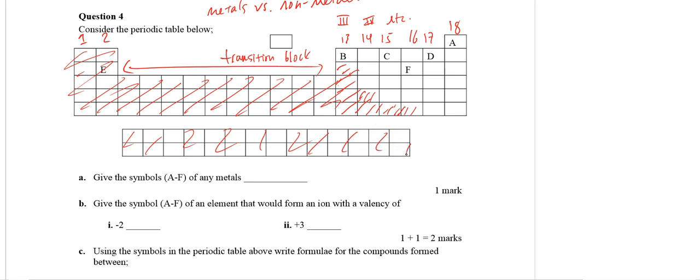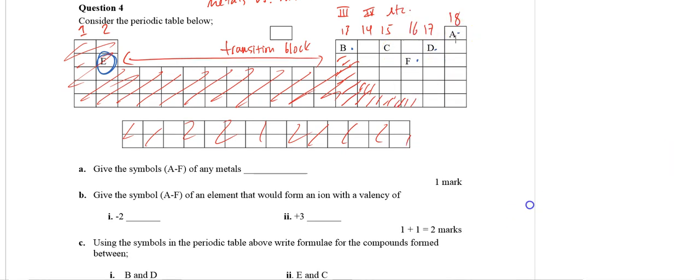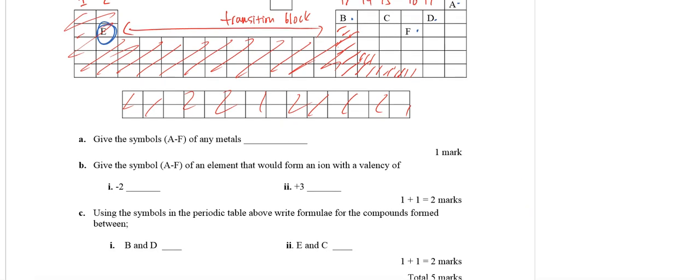So symbols of any metals. Now E over here, that's in a metal area. B is not quite a metal, because the top of group 13 is boron, and boron is actually not a metal. C over here, that's well in the non-metal territory. F, D, A are all non-metals. So the only metal on that periodic table is E.